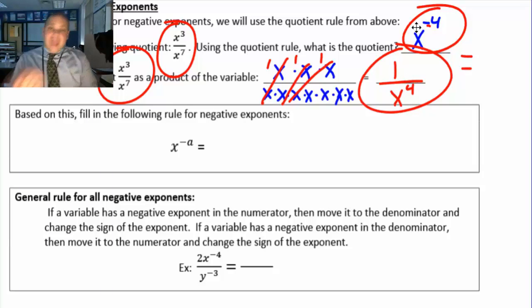So that applies for any. That's the general rule. So x to the negative a would be 1 over x to the positive a. So basically, if you have a negative exponent, you make it 1 over, you flip it, and you make it positive. All right?